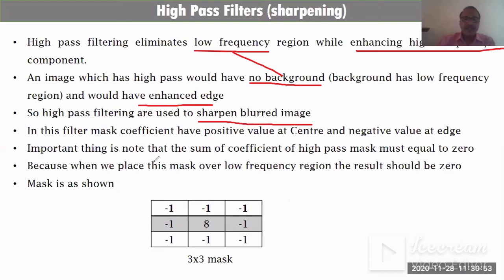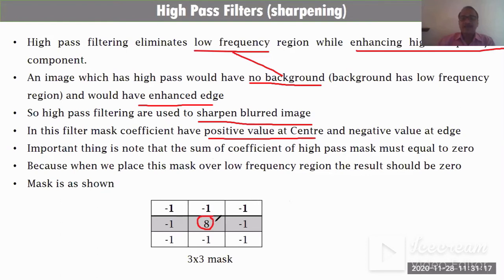How will the mask be done? In this filter, the mask coefficient has a positive value at the center. So the center value is positive, whereas all other values are negative. These are the masks which are used in a high pass filter. The center value is 8. For example, in this mask, the center value is 8 and all remaining values are -1.